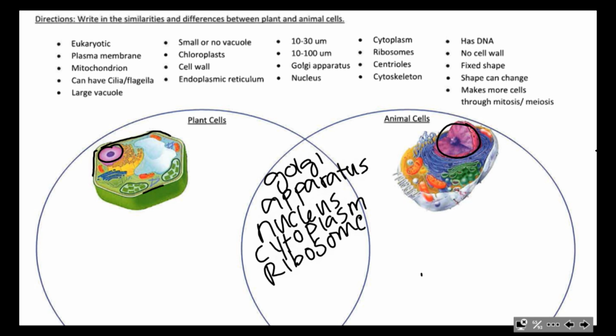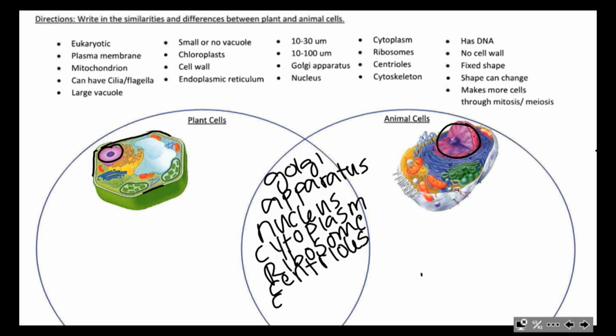The next one is centrioles. Where are centrioles going to go? That's another one that goes in the middle. Centrioles. What do centrioles do? I just barely mentioned these last lesson. Centrioles are responsible for helping the cell divide the correct way. Okay? The next one is cytoskeleton. That one also goes in the middle.